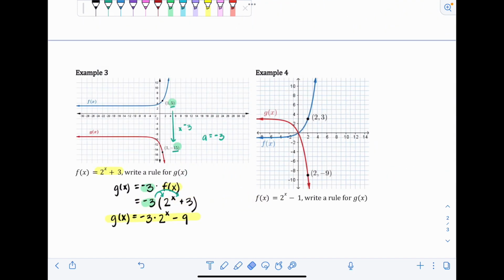And then this is the last example, example 4. I highly recommend trying to pause the video and work through it on your own and just checking your work along the way. So example 4, f of x equals 2 raised to the x minus 1, and we want to write a rule for g of x.